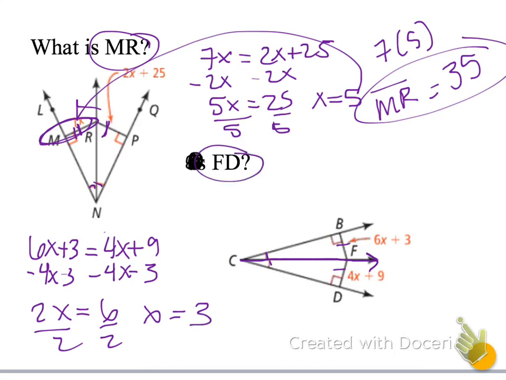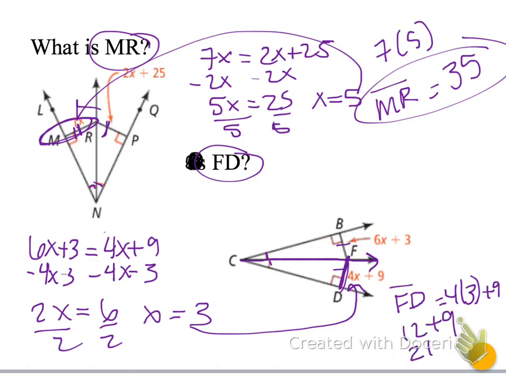This time I want to know the length of FD. So I want this one. So we're going to plop our 3 back in. So FD is 4 times 3 plus 9, so 12 plus 9, so 21. So FD is 21.